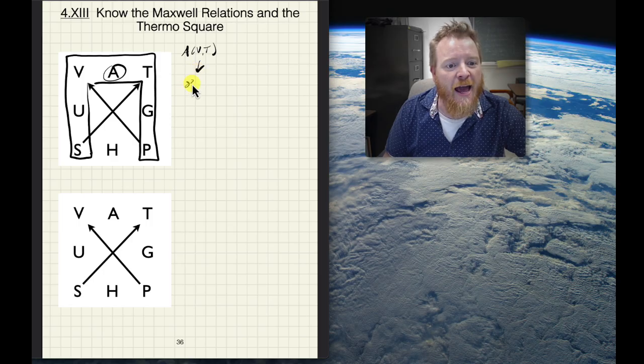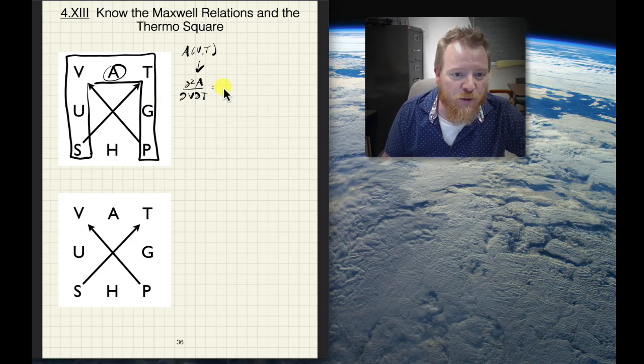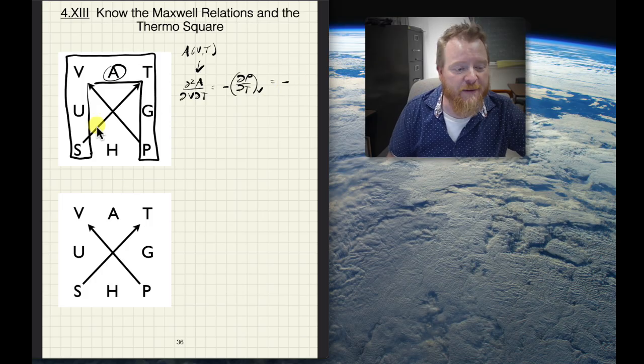And now looking at its Maxwell relation, second derivative of A with respect to the partial derivative of V and the partial derivative of T. And now you can see we're going to travel against the arrow both times. So I'm going to say negative sign, and I will go against the V. So now that's going to be the partial of P by the partial of T, all at constant V. And then now we'll have another negative sign because we're traveling against the arrow.